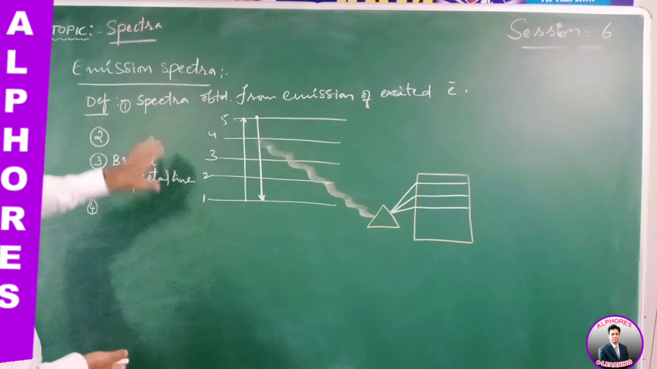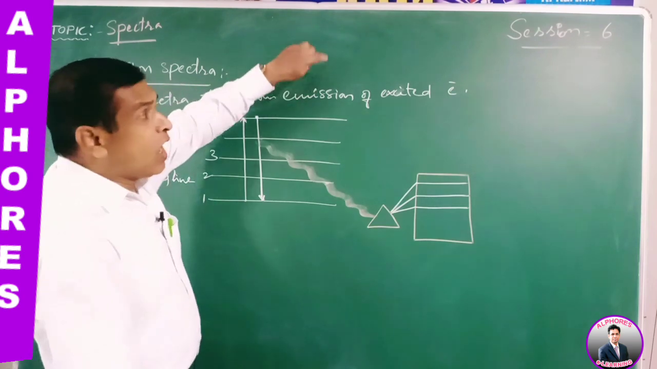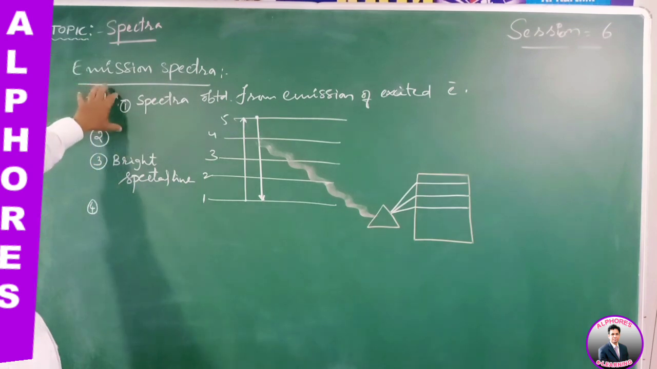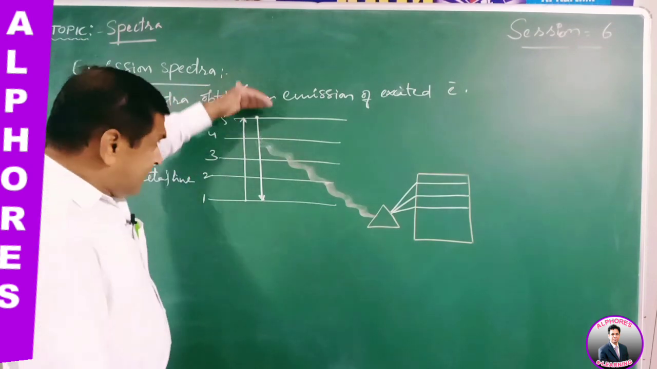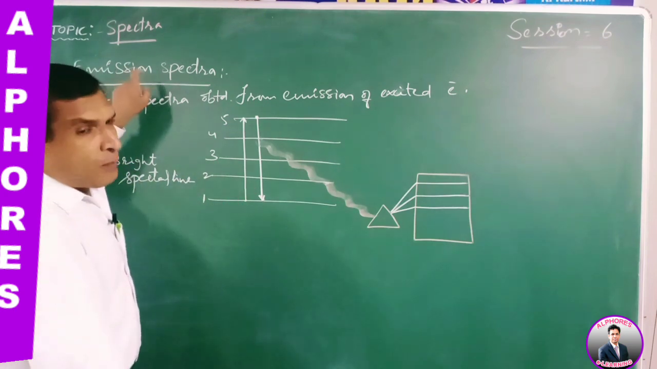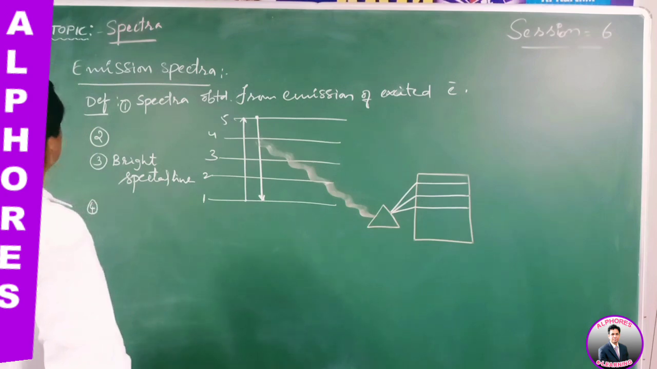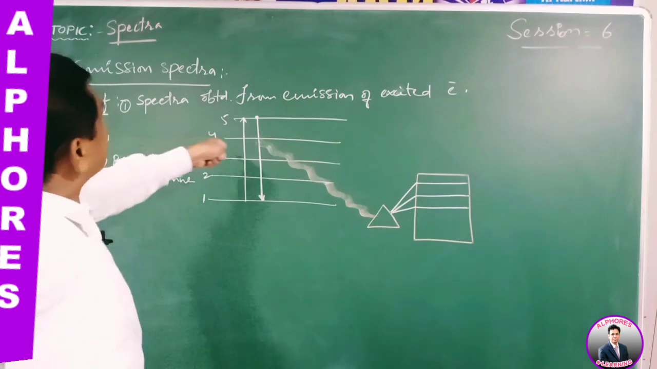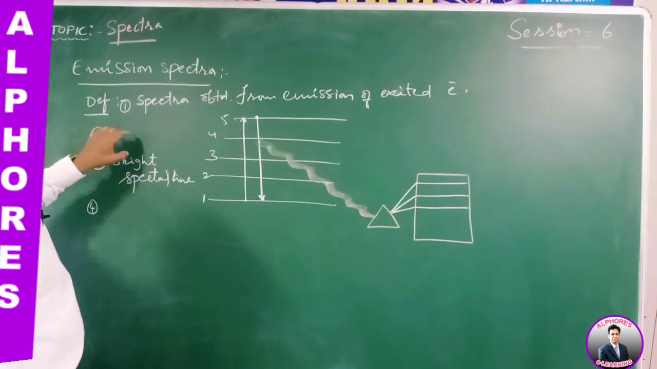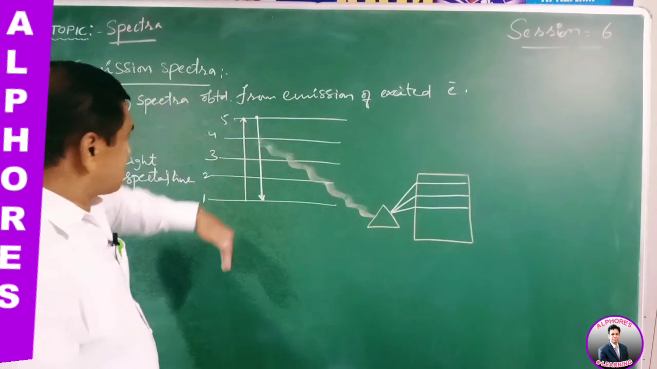Once again from the first point onwards. The spectra obtained from the emission radiation of the excited electron is called emission spectra because the light is emitted during the de-excitation process. The second point is it is formed during de-excitation of excited electrons.